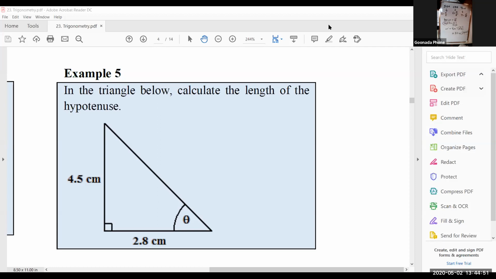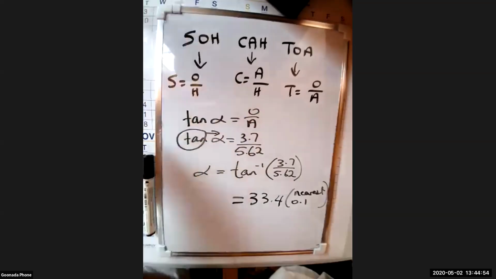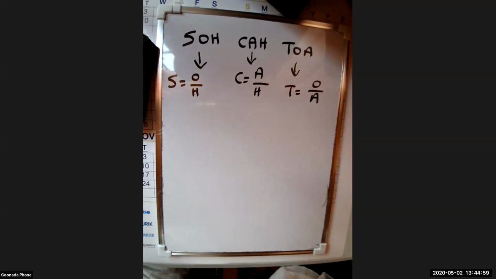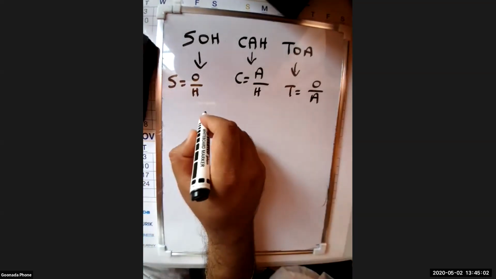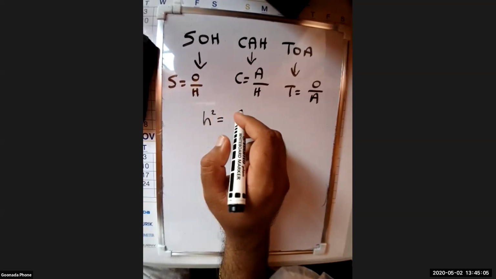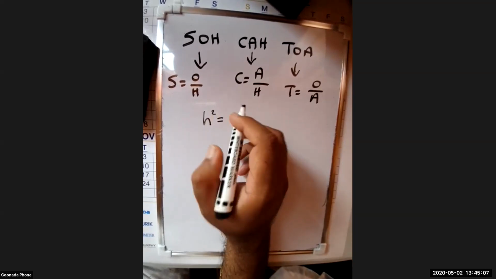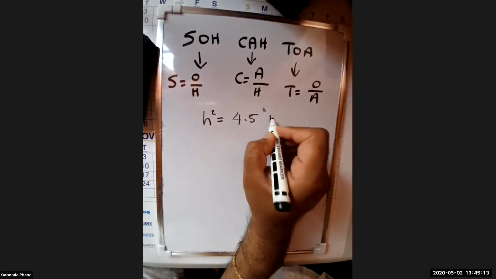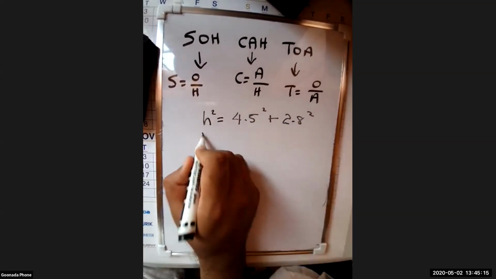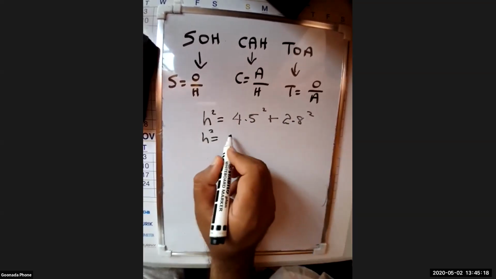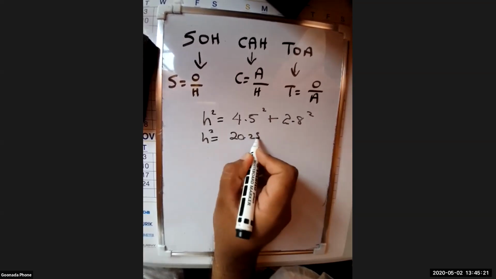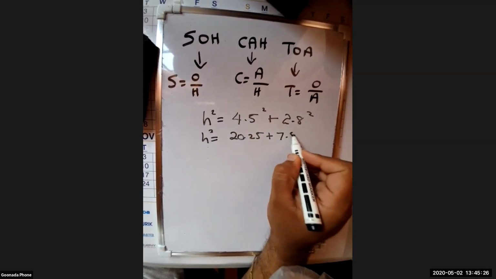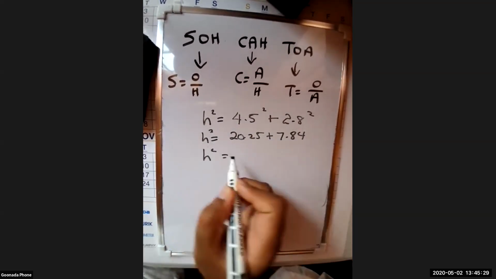Okay, can we correct? So let's see here. H is the hypotenuse, right? So h squared will be 4.5 squared plus 2.8 squared. 4.5 squared is 20.25, plus 2.8 squared is 7.84.